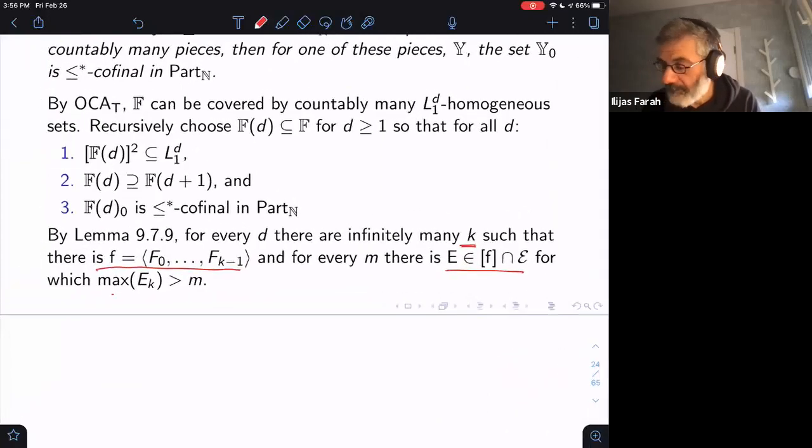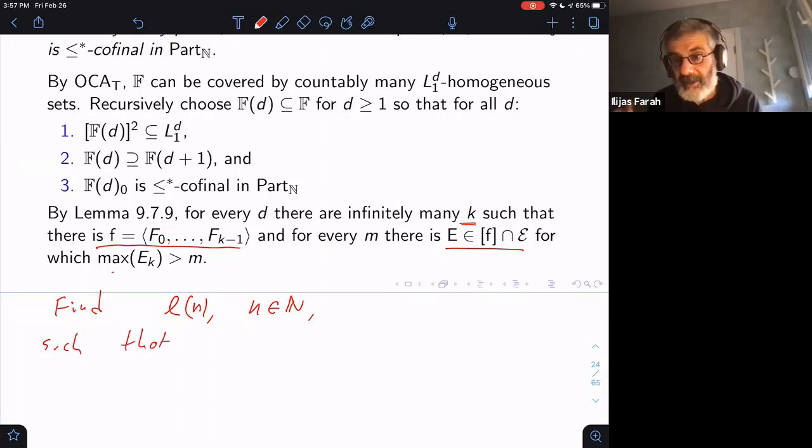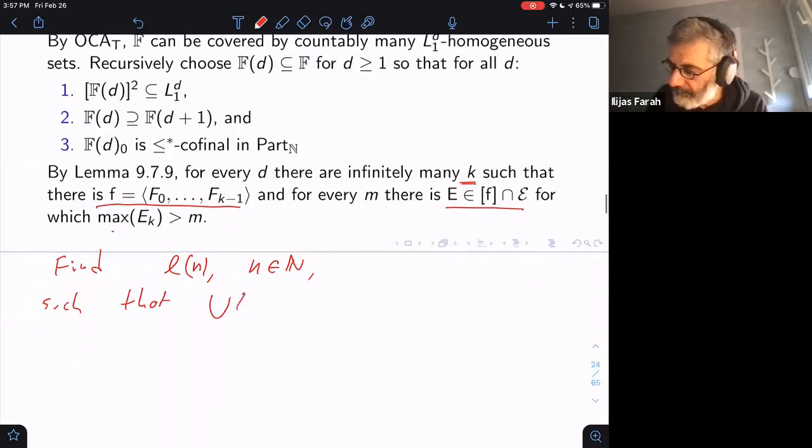All right. So what does that mean? So we can find a sequence, I'm just thinking of a good letter, so let's say L_n for n in N, such that this is all I need really, such that the union of all those intervals E_j such that there exists x, E, x belongs to, this would be F, I should call this F_d.